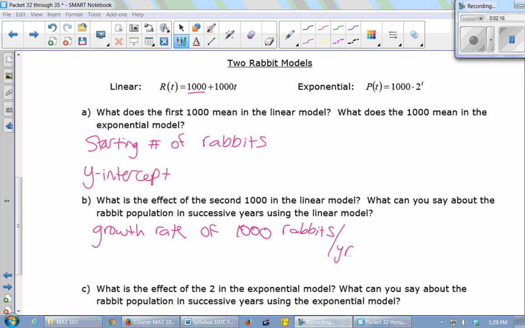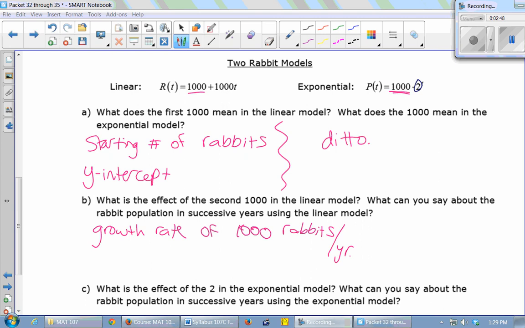All right, what about the two? Oh, sorry, I didn't finish this question up here. What does the 1,000 mean in the exponential model? It's also the starting point, the y-intercept. So that starting point, that y-intercept, shows up in both the linear formula and the exponential formula. Okay. All right, and then what does the 2 represent in the exponential model?